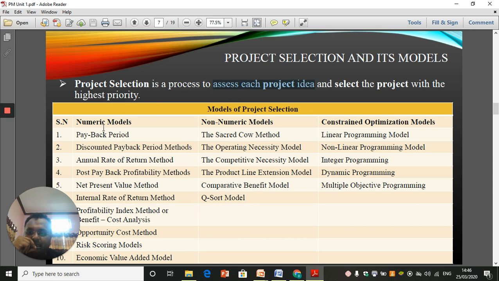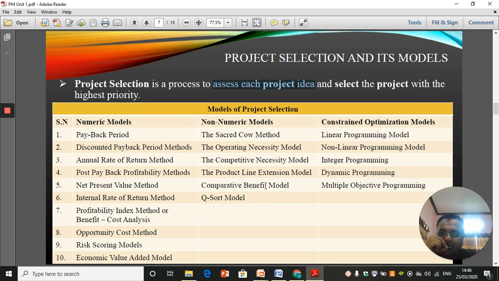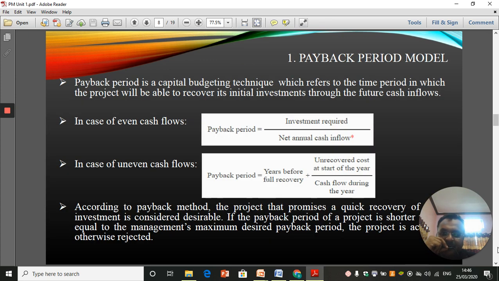Models of project selection. There are three types: numeric model, non-numeric model, and constraint optimization model. Numeric model, we have 10 models. Then non-numeric model, we have 6 models. And constraint optimization model, we have 5 models. So 10 plus 6, 16 plus 5, 21 models altogether we will discuss. First of all, let's go for numeric models.